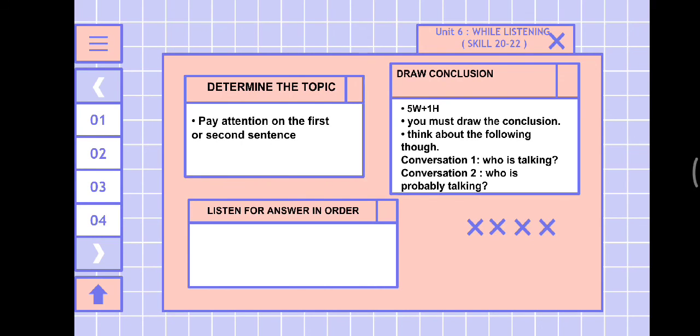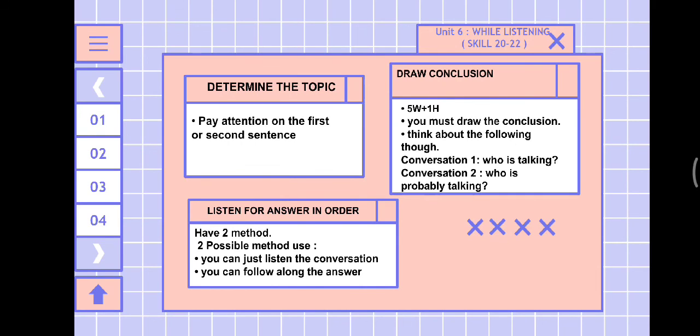And then the last is listen for answer in order. There are two possible methods: you can just listen to the conversation, or you can follow along with the answer.